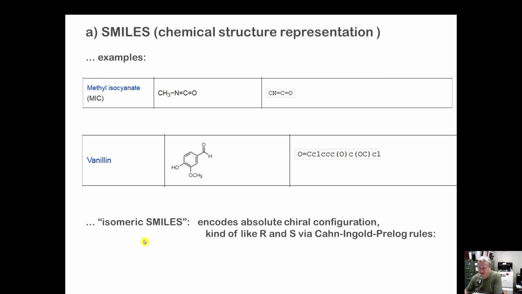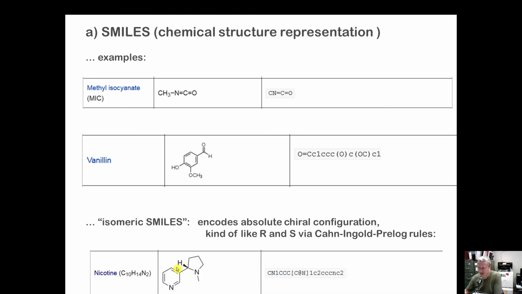Well, SMILES has a version of that. I don't know if it's exactly the same as Cahn-Ingold-Prelog, but it can encode chirality, the specific three-dimensional stereochemistry of chiral centers. So an example is nicotine, a very simple molecule. Let's see if we can look at any of this.